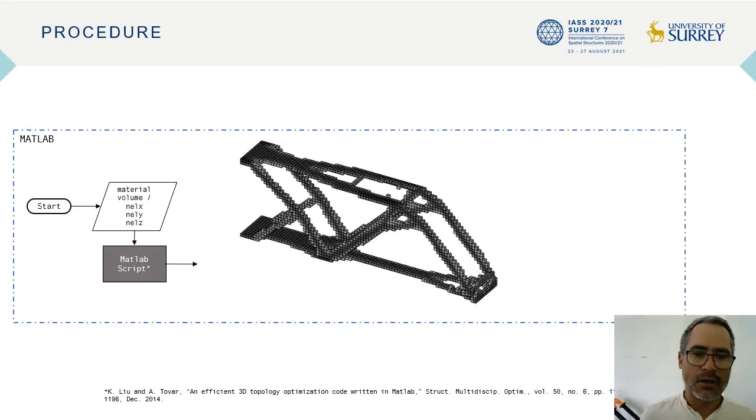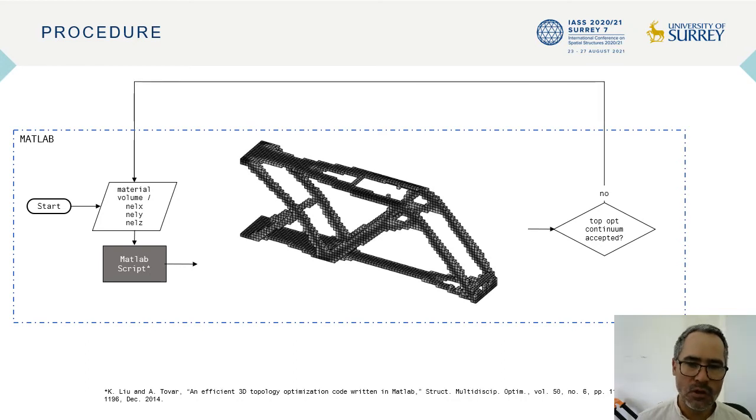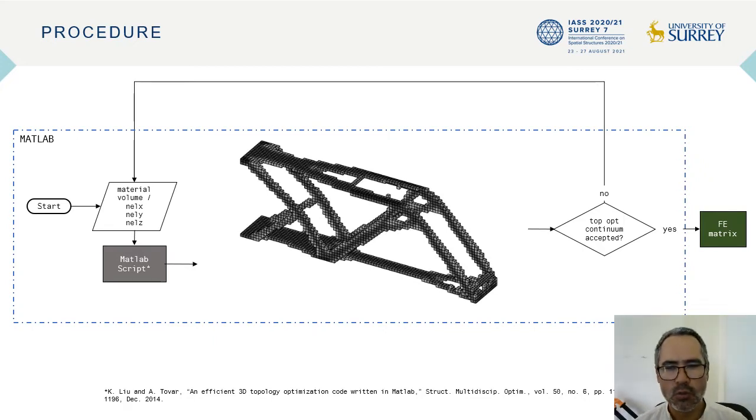The procedure starts in MATLAB, where we use a script developed by Liu and Tovar in 2014 to produce a continuum system. This continuum system can be manipulated based on parameters such as the size of the three-dimensional design domain and the target volume fractions. Once the topology optimization is accepted, MATLAB is going to export the matrix as an Excel file.